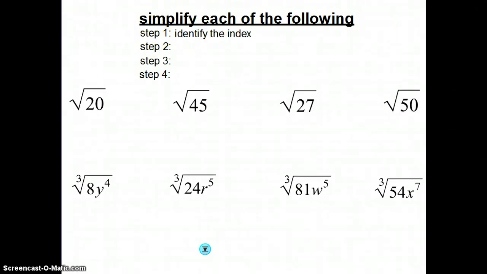Step 1 is always to identify the index. So in this first one, square root of 20, my index is 2. Anytime there's not an index written, we assume it's a 2. Step 2, we factor the radicand completely. The radicand is the number inside the radical, so in this case it's a 20. When I factor, I find the prime factors are 2, 2, and 5.